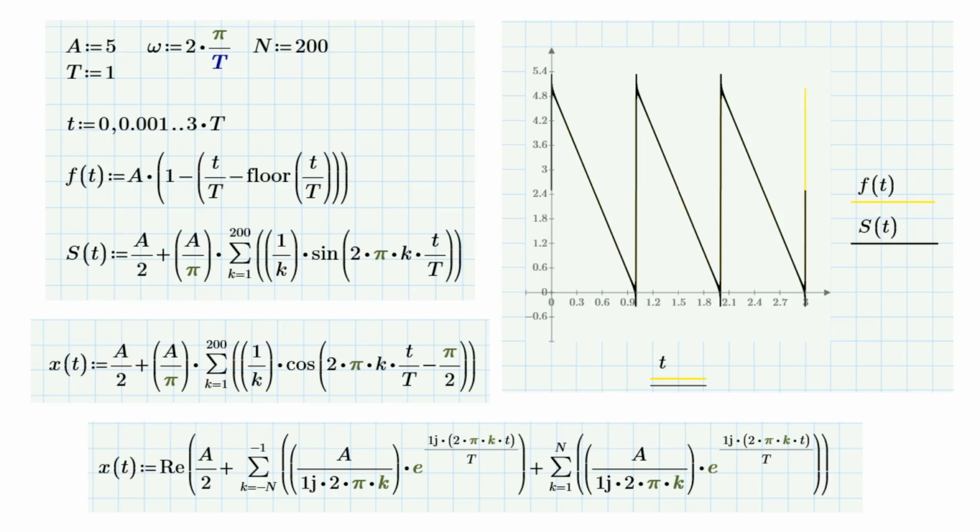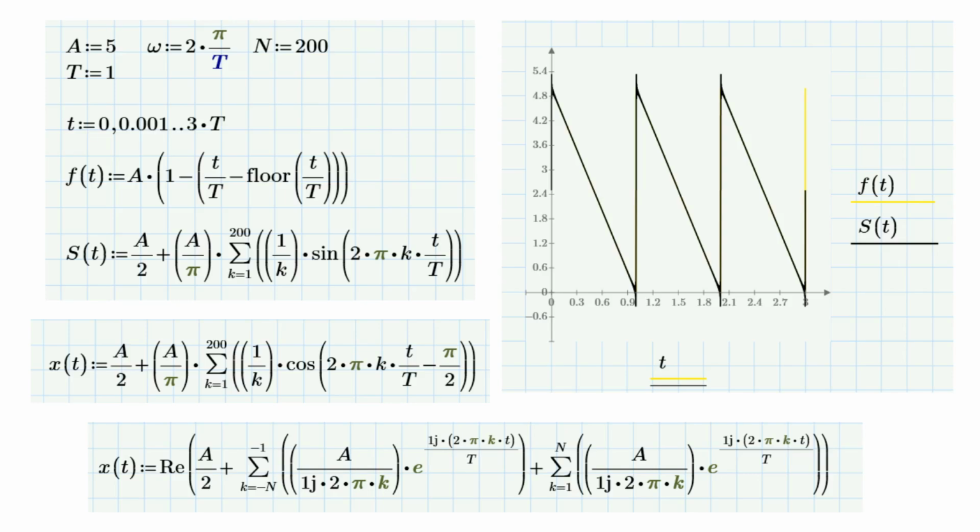The next expression shows an equivalent phase-shifted cosine form, which is mathematically identical but written in a different trigonometric representation. At the bottom, we express the waveform using the exponential Fourier series. Here, the signal is written as the real part of a sum of complex exponentials, where each term corresponds to a harmonic component with an imaginary coefficient.